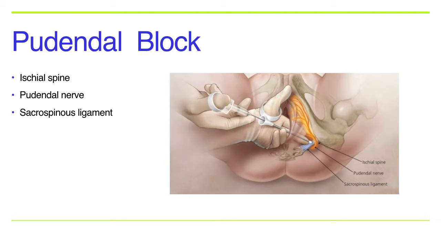Pudendal block. This is a mode of conduction anesthesia that involves bilateral transvaginal local anesthetic injection to block the pudendal nerve as it passes by the ischial spines. It is administered in stage 2 of labor to provide perineal anesthesia.